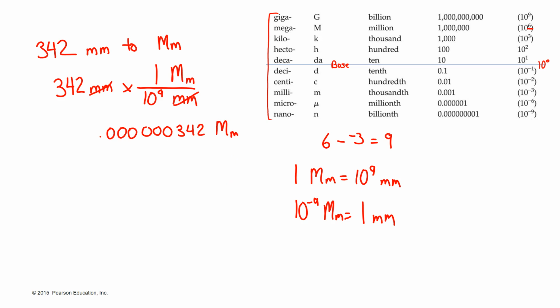This answer should make sense. Since we were in millimeters, which is a smaller unit, we went to a much larger unit. We're expecting a decimal number or a part of that. The other way that you could have written this is 3.42 times 10 to the negative 7. And tying this into yesterday, the way that I get 10 to the negative 7 is I'm moving that decimal 1, 2, 3, 4, 5, 6, 7 places.